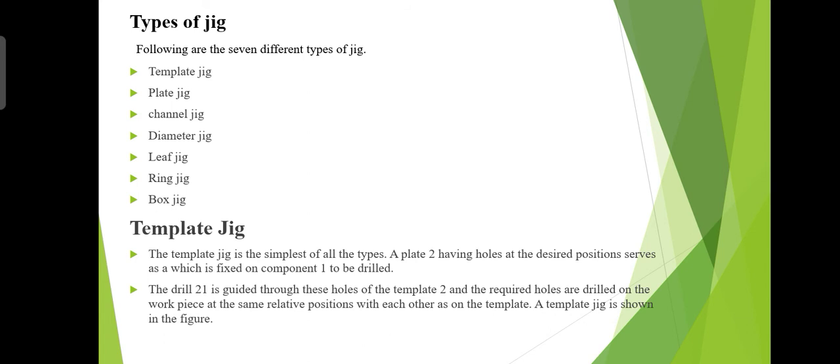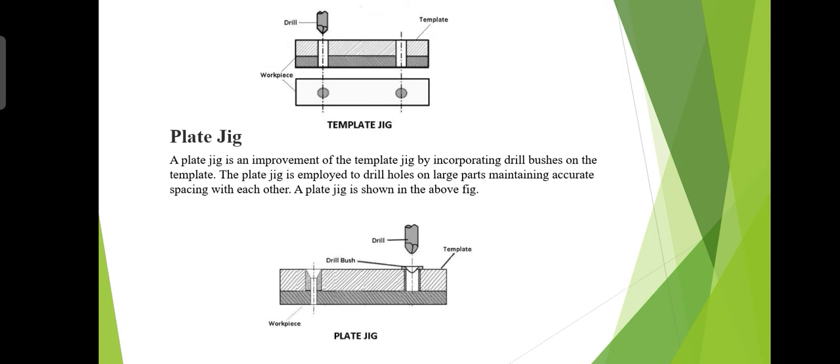Desired position, in that position you want to drill holes in the sheets. A drill bush is fixed on component one to be drilled, and the drill is guided through these holes of the template, and these required two holes are drilled on the workpiece at the same relative positions with each other as the template. A given figure of template jig, and another one is the plate jig.